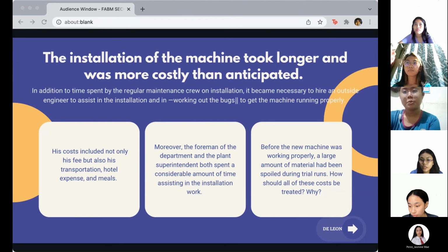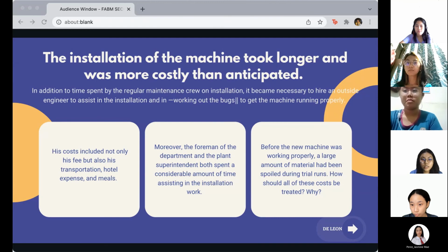Moreover, the foreman of the department and the plant superintendent both spent a considerable amount of time assisting in the installation work. Before the new machine was working properly, a large amount of material had been spoiled during trial runs. How should all of these costs be treated and why?